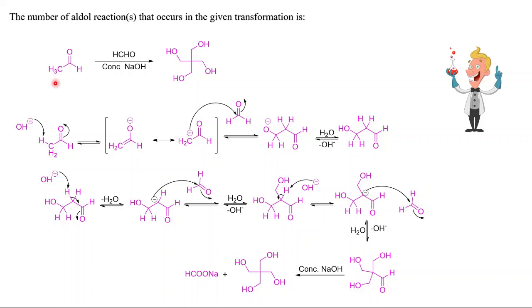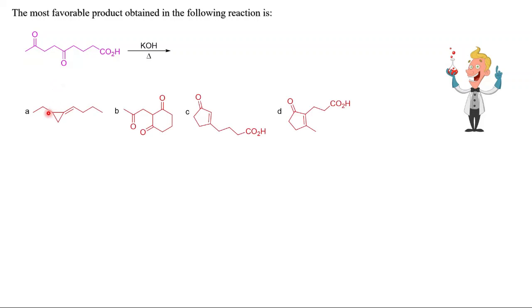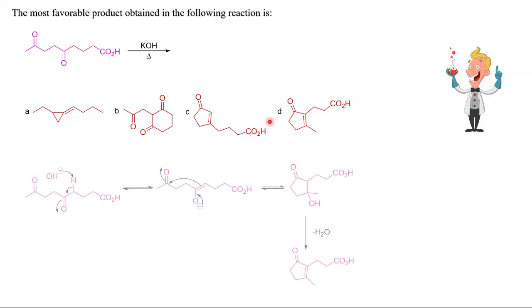So here the answer will be 3. Now we will move to the next question. The most favorable product obtained in the following reaction is... So this is also an aldol reaction. They have given 4 options. So option D is the correct answer. How, I will tell you.